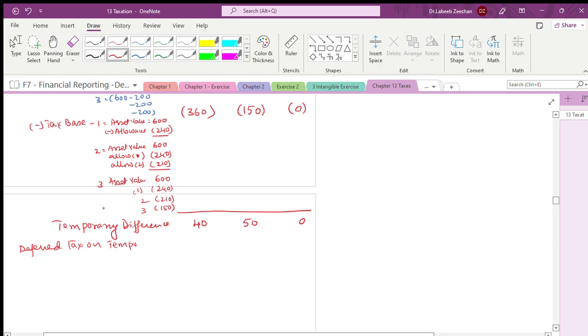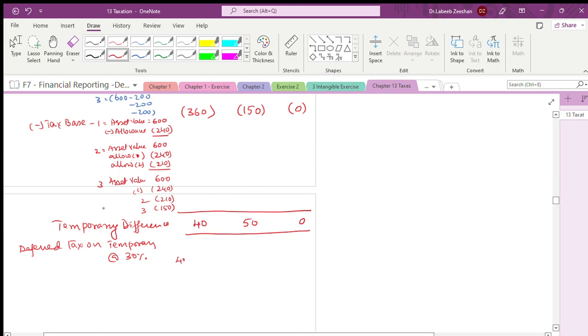We have to see whether it is plus or minus. If it is plus, we have to increase the provision. If it is minus, you have to decrease. At the rate of how much? At the rate of 30%. This is only the temporary difference.